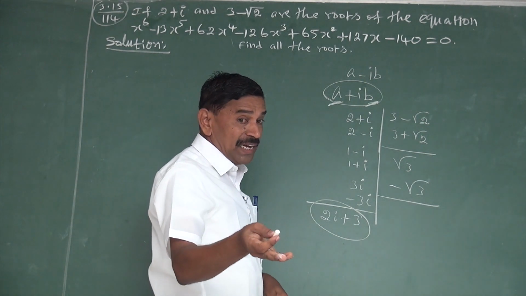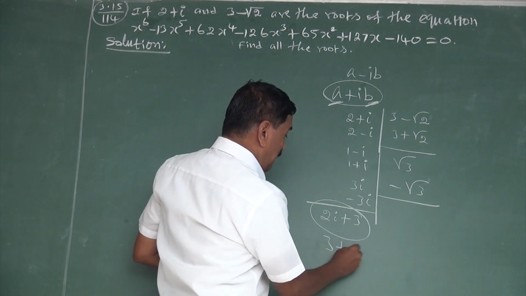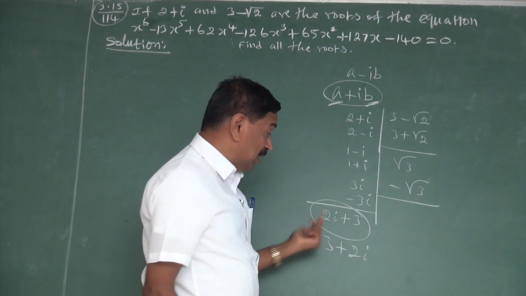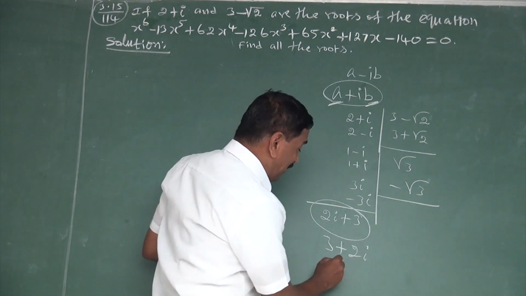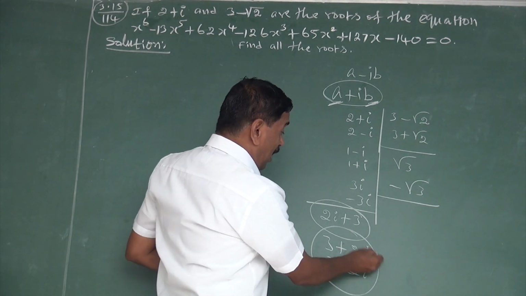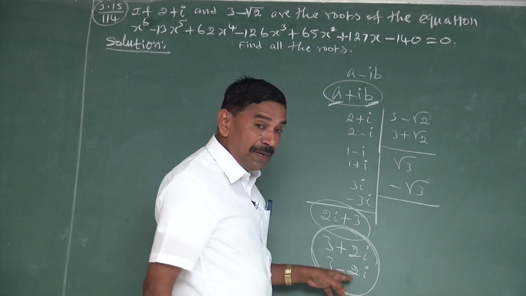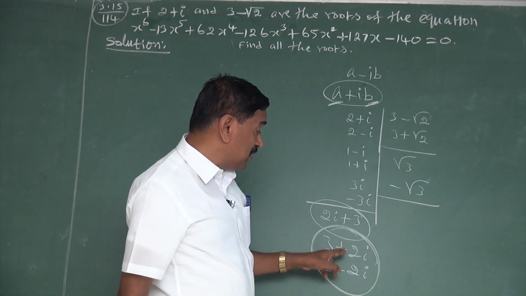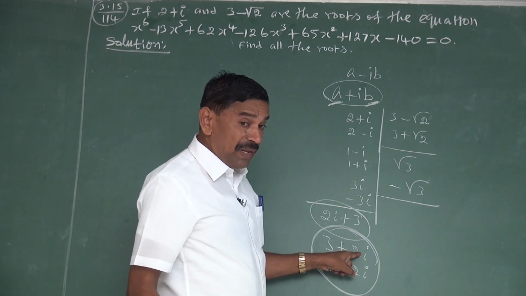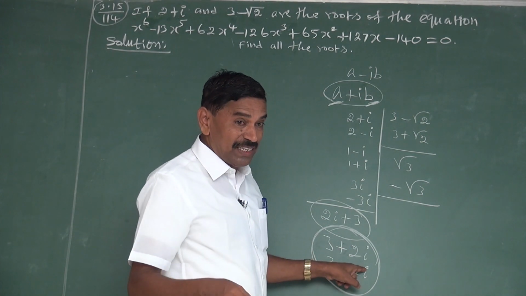Okay, can you tell me what is the standard form? The standard form is 3 plus 2i. Very good. If one root is 3 plus 2i, then the other root is, very good, 3 minus 2i. So here complex roots occur in conjugate pairs. Listen, here 3 plus 2i is a complex number, then 3 minus 2i is its conjugate.